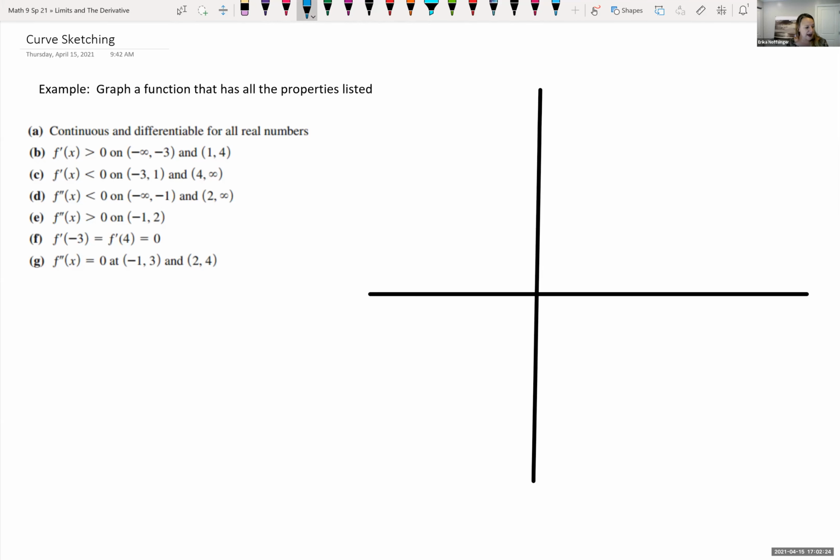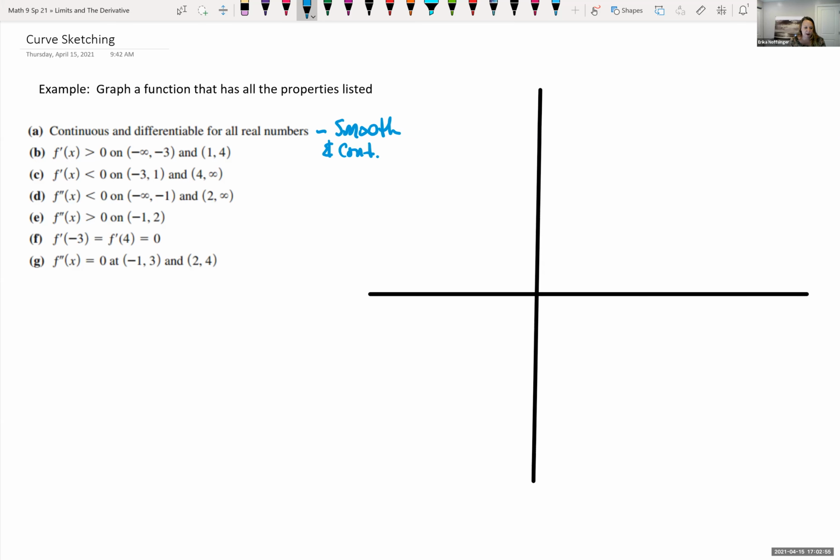So for part A, it says it's continuous and differentiable for all real numbers. So we've got to kind of think about what that means. There's no jumps in the graph. And if it's differentiable, that means there's no sharp corners. So it means it's smooth and continuous. Okay. So we'll remember that when we put everything together.